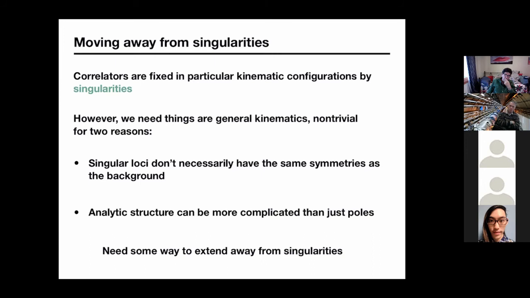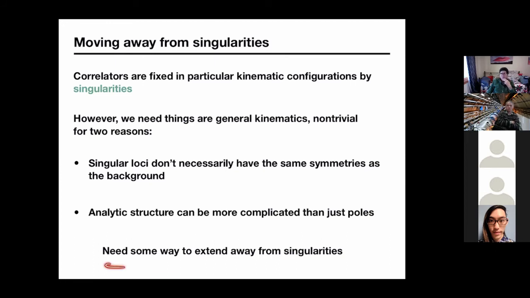And so knowing something about some singular locus may not be enough information to extend things away from that particular point. And maybe more importantly, in situations where you really produce honest-to-goodness, very massive particles in de Sitter, it turns out the analytic structure is much more complicated than just poles. There can be branch cuts and things like that, and you have to understand where these cuts go away from just some singular loci, okay?